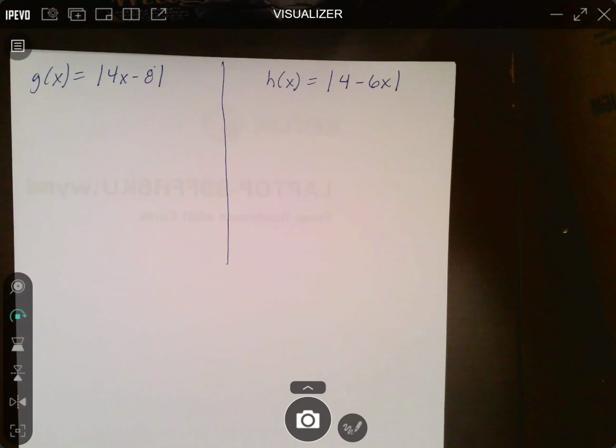Pause the video. I strongly recommend you pause the video and try to do what we did on the last problem on these. And then once you've given it a try, come along and see what I did. All right, I'll assume you paused it.